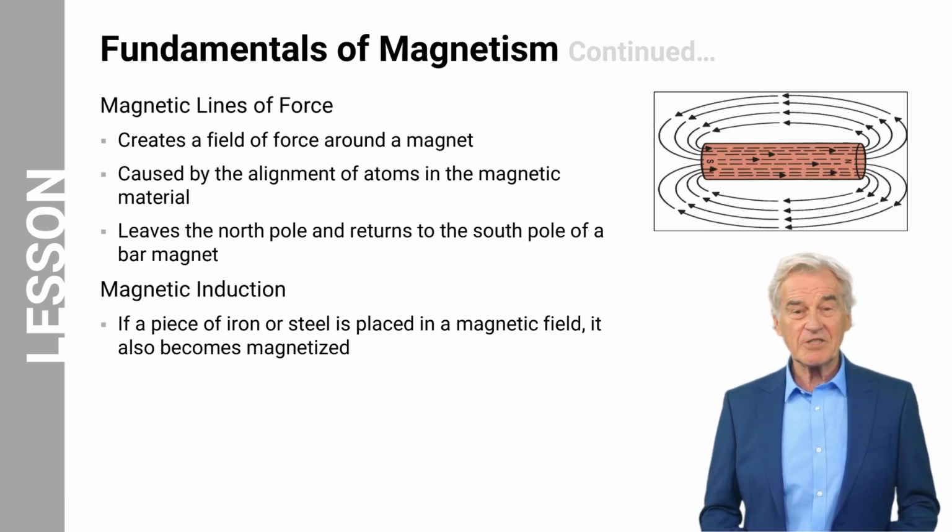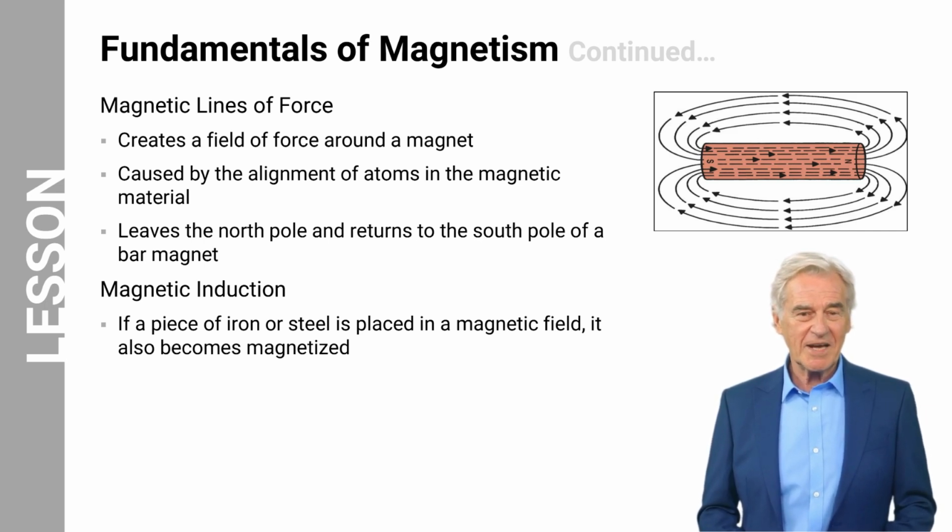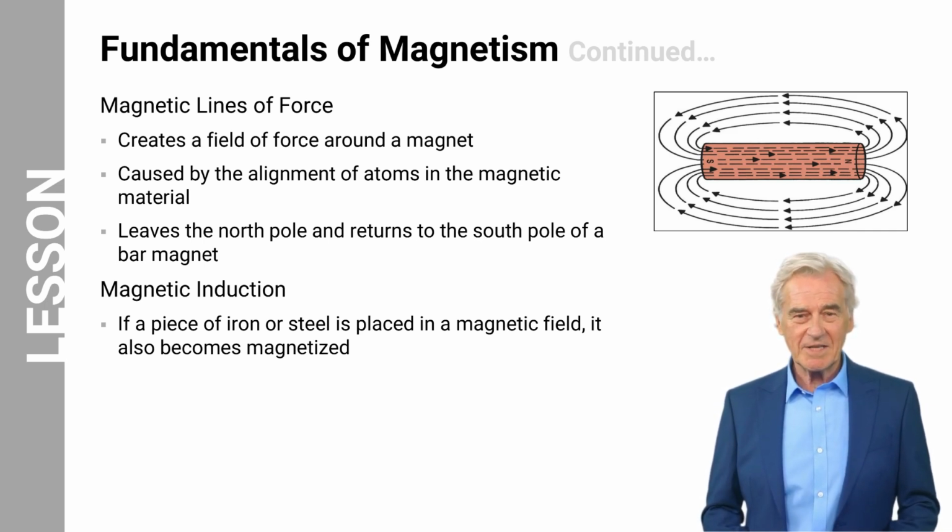Magnetic lines of force create a field of force around a magnet, which is caused by the alignment of groups of atoms in the magnetic material. These lines of force leave the north pole and return to the south pole of a bar magnet.